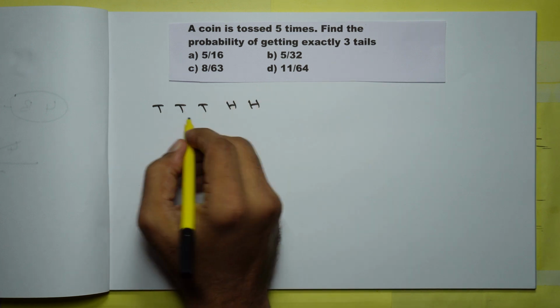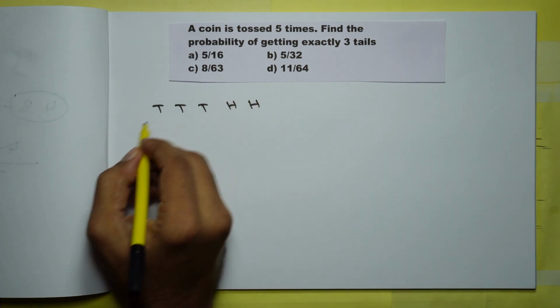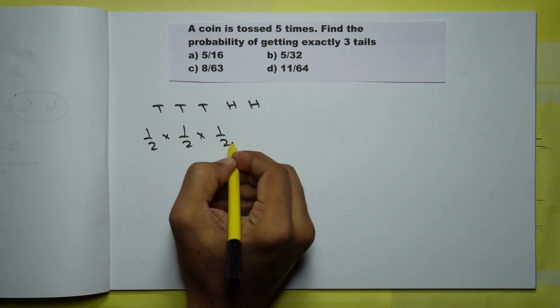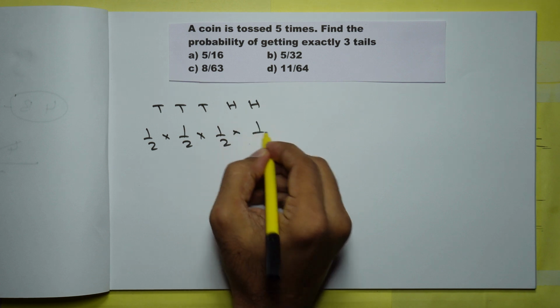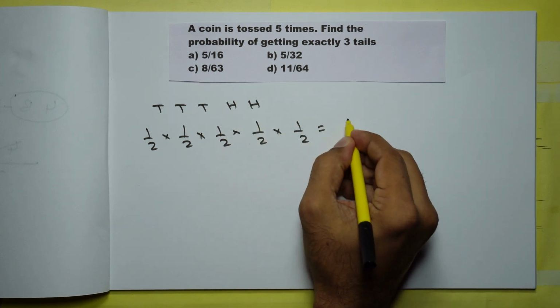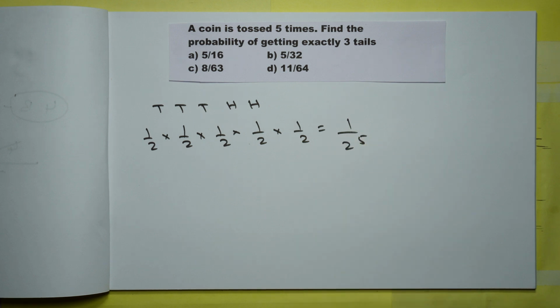So let us calculate the probability of this. First one as a tail is 1 by 2. Second one as a tail is 1 by 2. Third one as a tail is 1 by 2. Then the next one as a head is 1 by 2, and the next one as a head is 1 by 2. So that you will get it as 1 by 2 raised to 5.